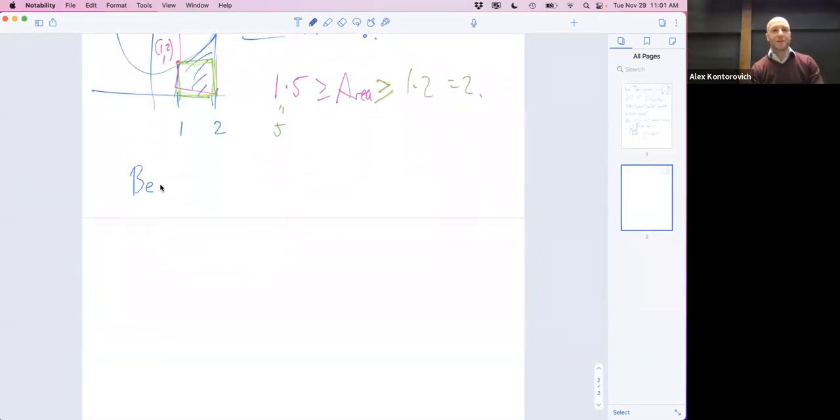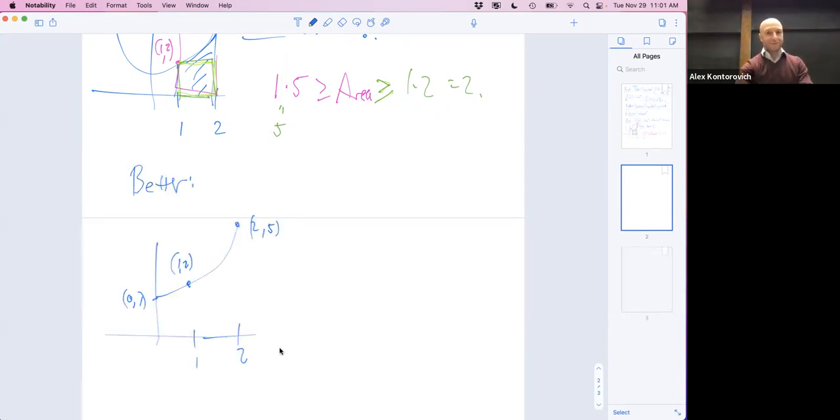So a better approximation is to start again with our picture. Here's 1, 0, 1. Here's 1 comma 2. Here's 2 comma 5. And instead of just using one rectangle from above and one from below, let's break it into 2 rectangles. I could break it anywhere. I could break it like a little skinny rectangle and a big fat rectangle or something.